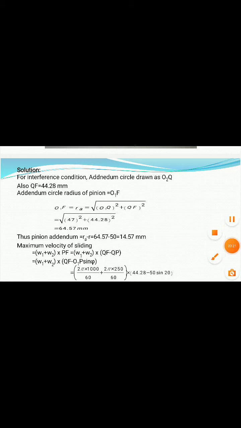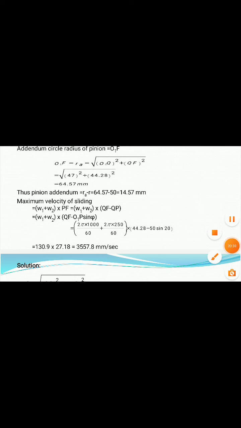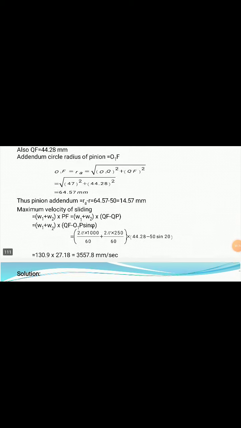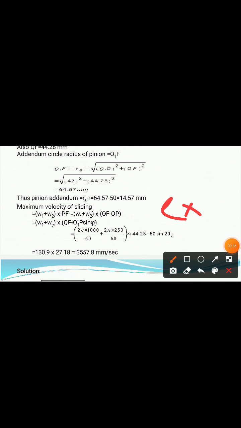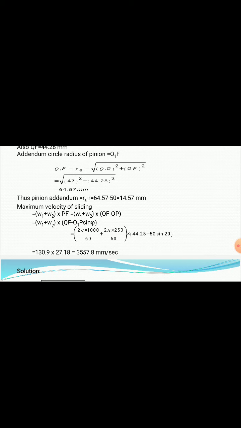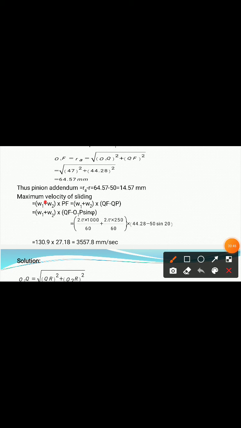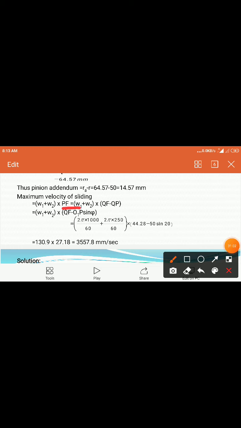Now, the remaining asking quantity is the maximum velocity of sliding, with the same formula that we observed in the previous numerical, but here it is an external gear. Here these are external gears. So for external gear, this sign now becomes plus. In the previous example, this sign was minus. And this PF we find out by using a similar approach to our previous example, as we observed in the previous numerical.